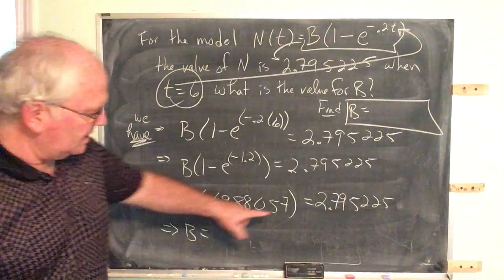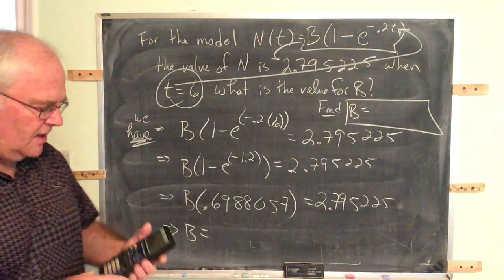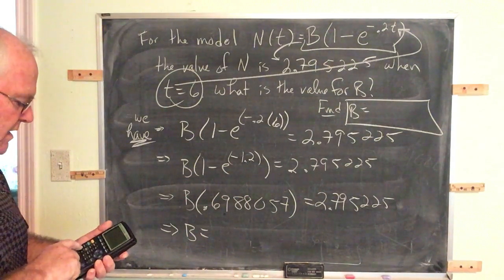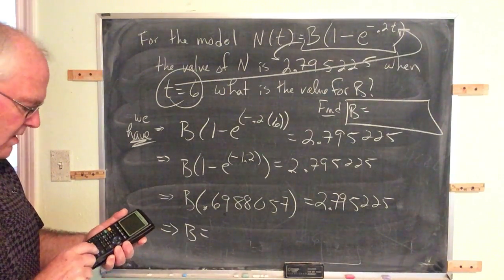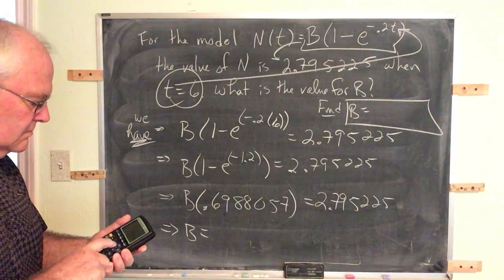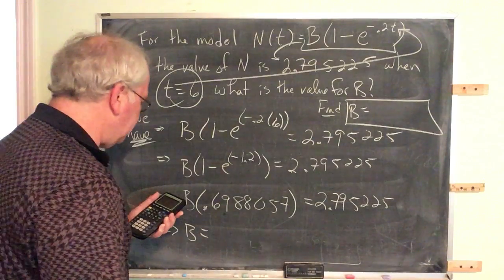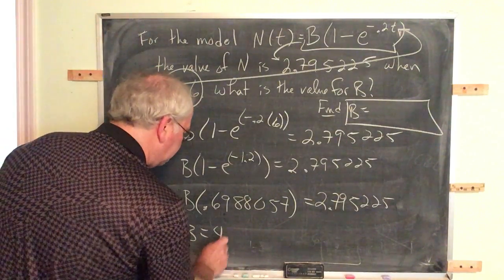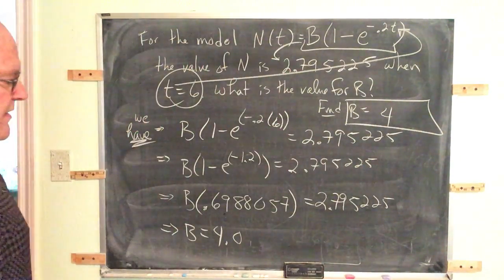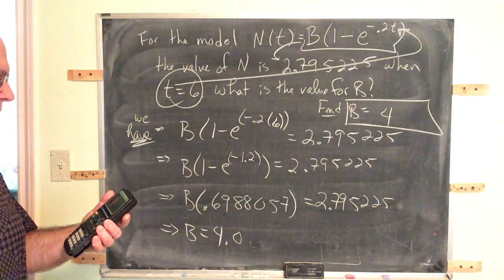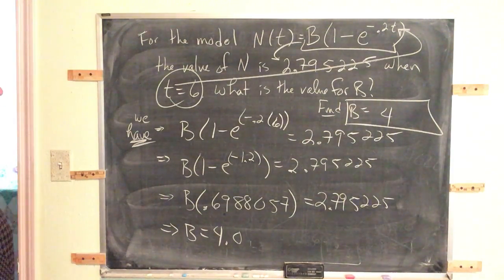I'm not going to write it, but I'm going to take 2.79 yada, divide that by the 0.6988 yada yada. If I do the inverse of that number and then multiply that by 2.795225, goodness gracious, that gives me 4.0000. So for any degree of accuracy, we'll just say it's 4. What I actually got is 4.00002644. So for our purposes, it suffices to say that's 4.